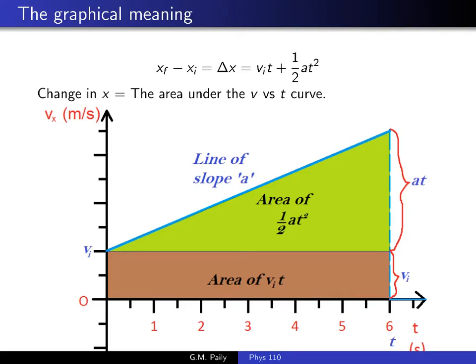In other words, if you had not been accelerating, you would have covered only this much distance, this brown area. But since you were accelerating, you not only covered that, but you also increased the area by this green amount. And this is the total distance covered, the combination of this green and brown area.